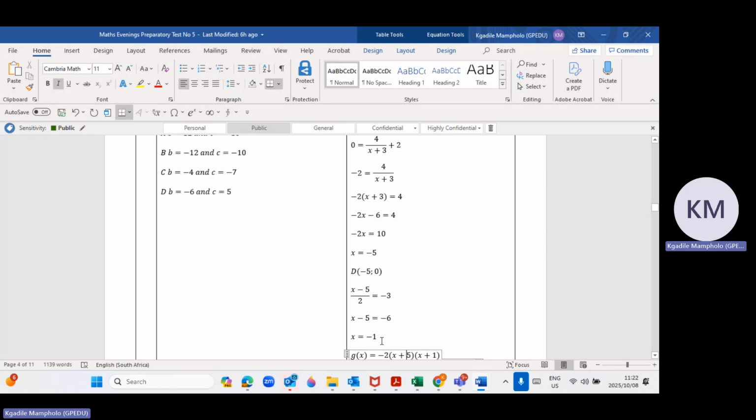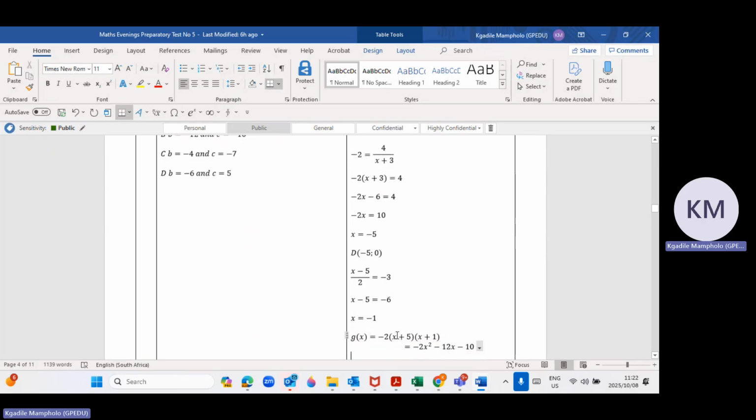Or by inspection, you will know that if the axis of symmetry is -3, you see from -3 to -5 is 2 units. So from -3, you must also count 2 units to the left. That is why x will be -1 there, because it's at the midpoint.